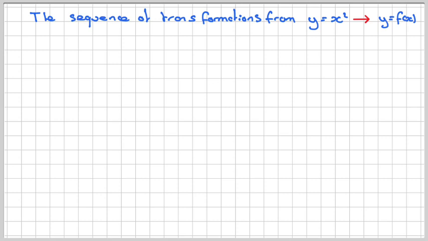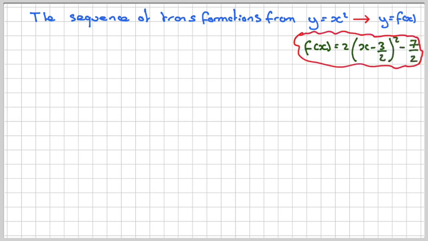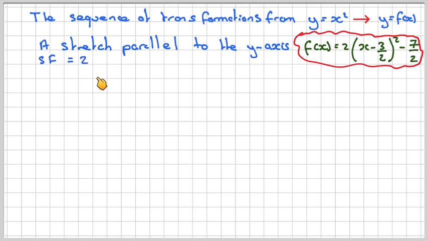So the sequence of transformations from y is equal to x squared to y is equal to f of x. Remember, it's the reverse of what we're being asked to do in the question, and in the completed square form. Now, there's more than one correct answer, so you can translate it 3 over 2 units, followed by a stretch, and then another translation, but you can actually do the stretch first. So stretch is parallel to the y-axis, scale factor 2, followed by a translation.